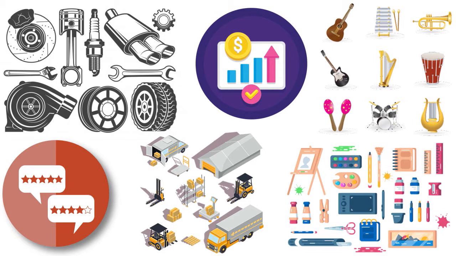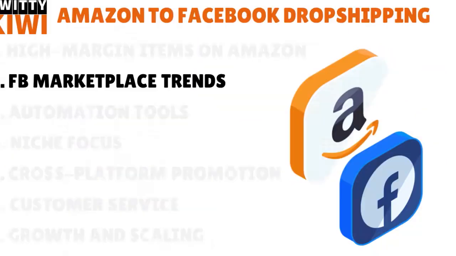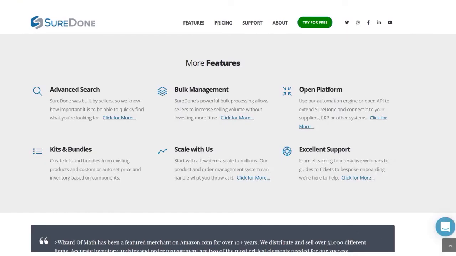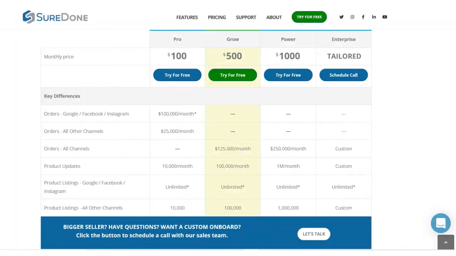And they have an integrated storefront and shopping cart. In terms of extra perks, they have advanced search, bulk management, open platform, kits and bundles, and excellent customer service. In terms of pricing, as you can see on the screen here, the price goes from 100 all the way to 1,000. This is a little more expensive. This is also more for advanced drop shippers.